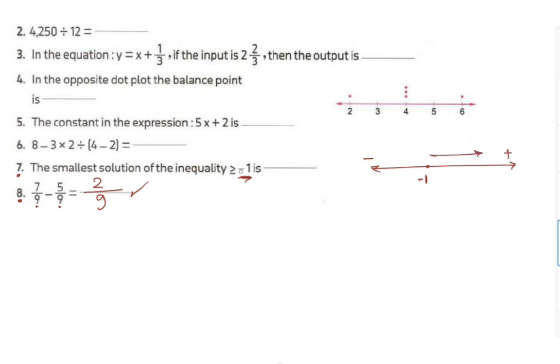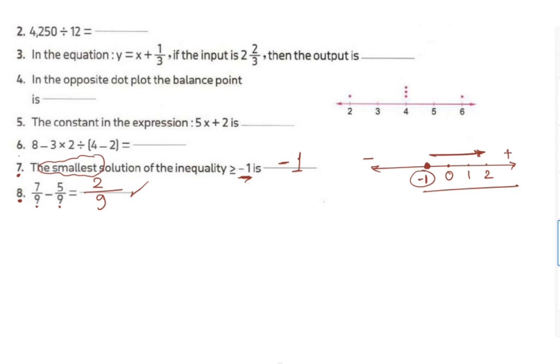But is -1 a solution or not? You have equal, so -1 is a solution. Okay, and he asked us about the smallest. Every time you go to the right, you will have a bigger or greater number, because you go in the positive direction. But for the smallest, if you go here, we have 0, 1, 2, and so on. All of these numbers are solutions. What's the smallest one? Of course, -1 itself.